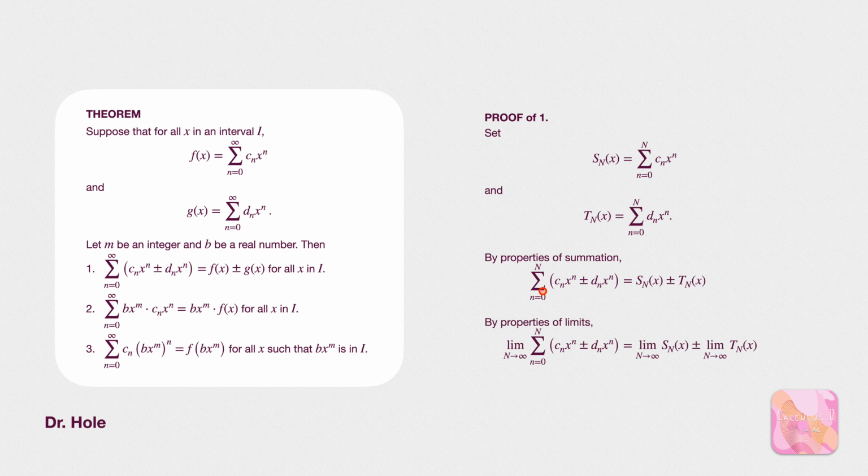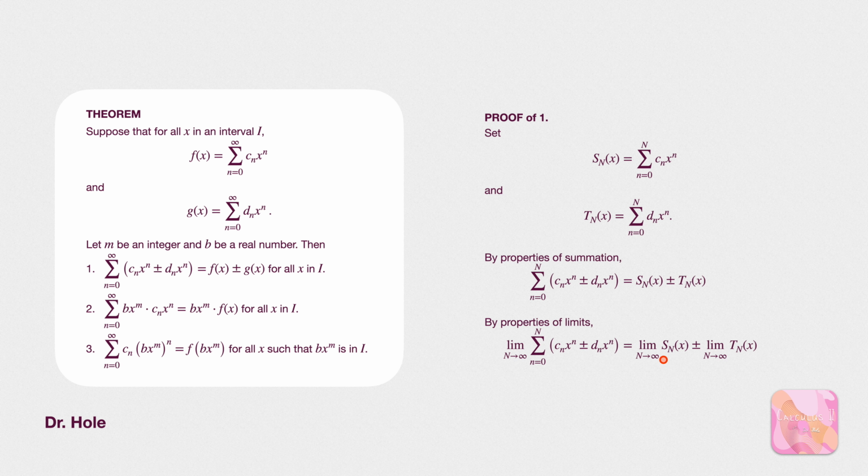If we throw a limit on the left-hand side, we're taking a limit as that upper capital N goes out to infinity. Throw a limit on the right-hand side. Well, that's a limit of two quantities that depend on n. We can distribute the limit onto each of those summands thanks to properties of limits. All right, and then that's it.